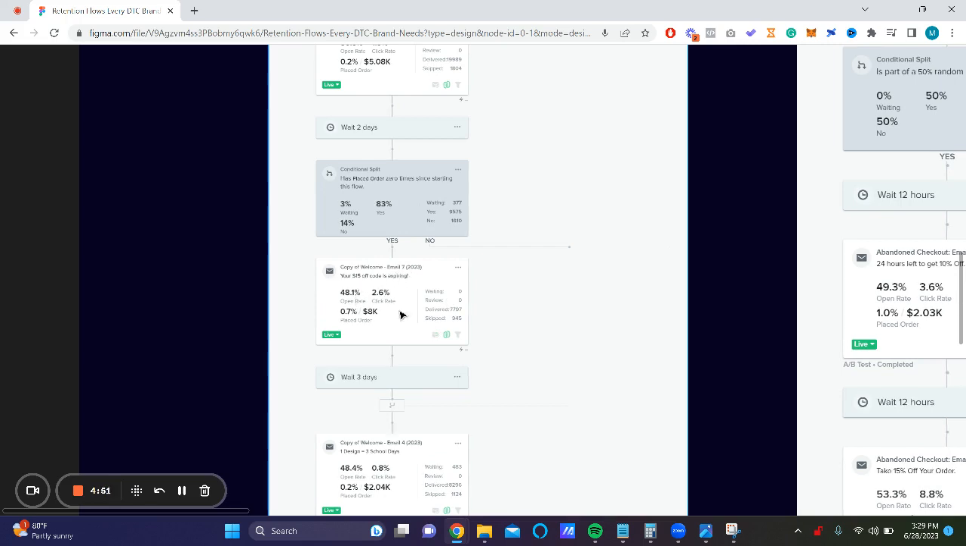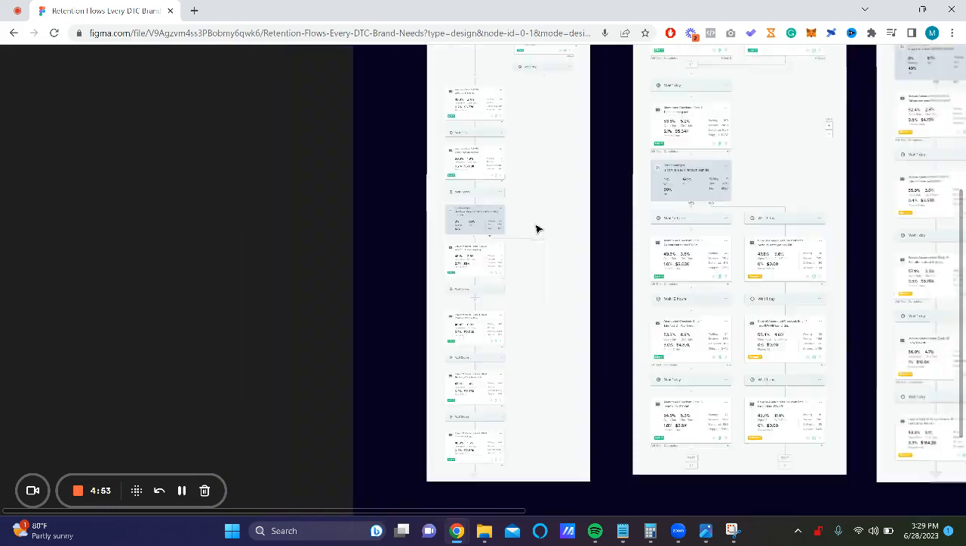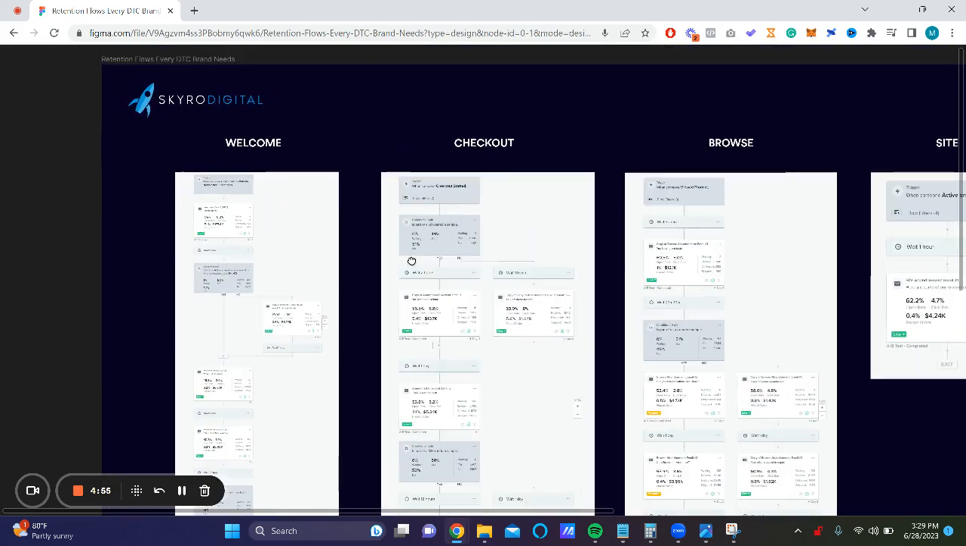So that's what you want to do. That's the welcome series. That's going to be the most important one, and it's the one that literally nobody A/B tests or optimizes. So it's going to be a huge competitive advantage if you manage to get it performing super, super well.